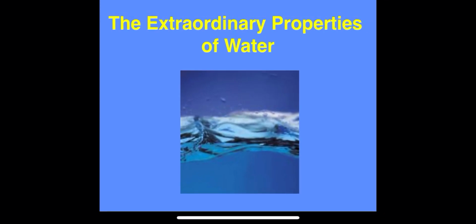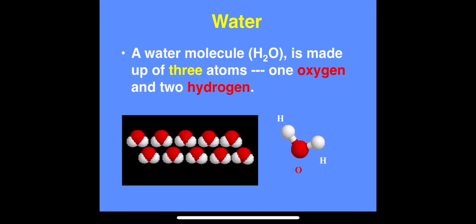It's very important that you know the properties of water, as it's very important to life, not only to plants but to all living organisms like people. So what are the extraordinary properties of water? Water is a molecule with the chemical formula H2O. It's made up of 3 atoms, 1 oxygen and 2 hydrogen, as shown in the figure below.